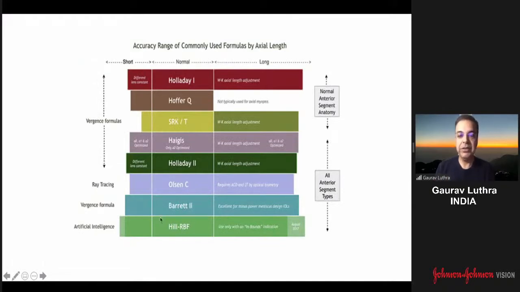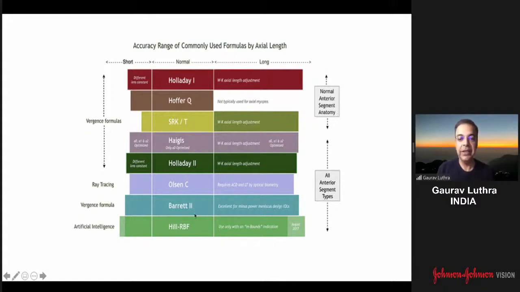And I've been so excited to be involved with the Hill RBF, as it grew from the Excel sheet to the online calculator to the integration into the Lenstar. I've been working with the Lenstar for many years. And only about 2 weeks back, my Lenstar got upgraded to the Hill RBF 3 and the posterior corneal curvature integration. It's so exciting. I'm enjoying playing with the machine now for all our patients. So this is how it looks, for the normal eyes and all kinds of eyes.